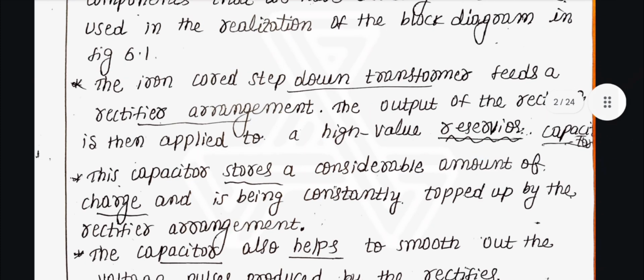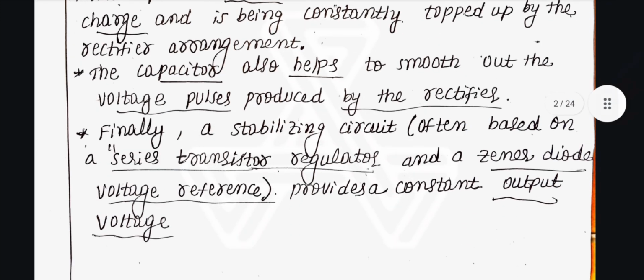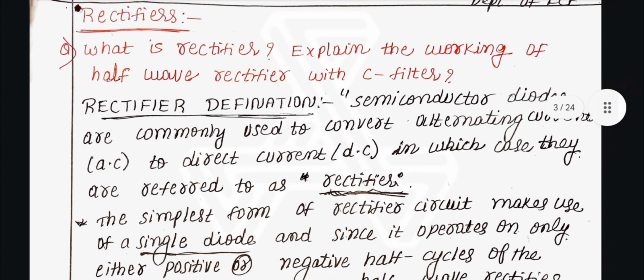The iron core step-down transformer feeds a rectifier arrangement. Output of the rectifier is then applied to a high-value reservoir capacitor. This capacitor stores a considerable amount of charge and is constantly topped up by the rectifier arrangement. The capacitor also helps to smooth out the voltage pulses produced by the rectifiers. Finally, a stabilizing circuit, often based on a series transistor regulator and a Zener diode voltage reference, provides a constant output voltage.